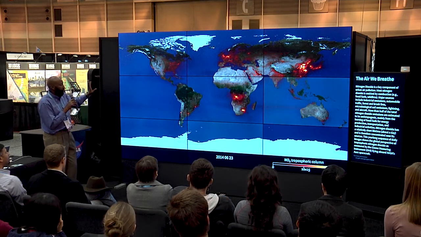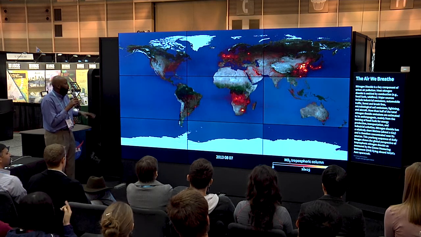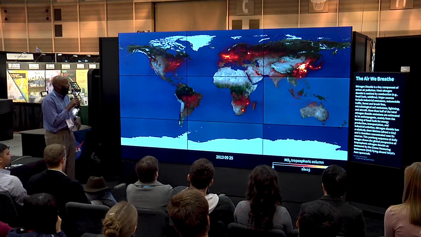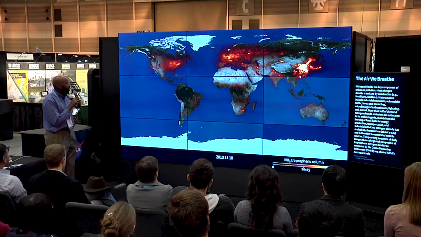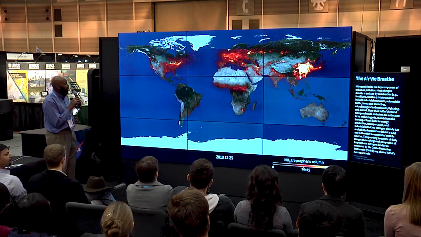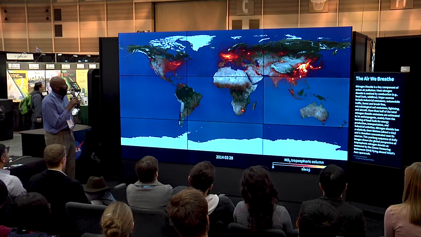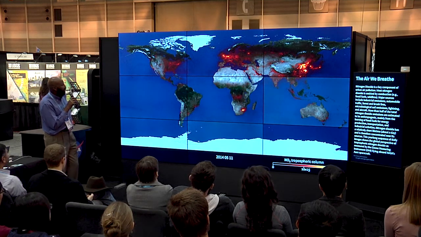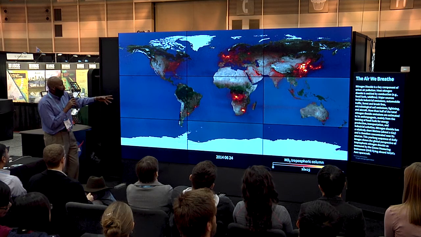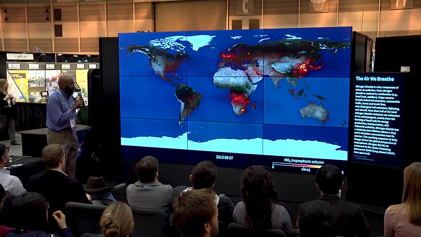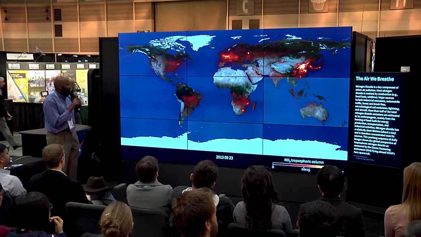This measurement is from the OMI instrument, the Ozone Monitoring Instrument that flies aboard NASA's Aura spacecraft and has been providing these measurements for a long time. In subsequent visualizations, we'll see how the concentrations of this gas have been changing over the years.